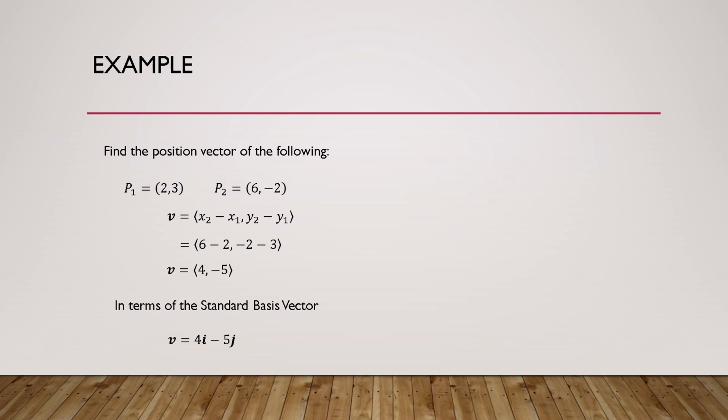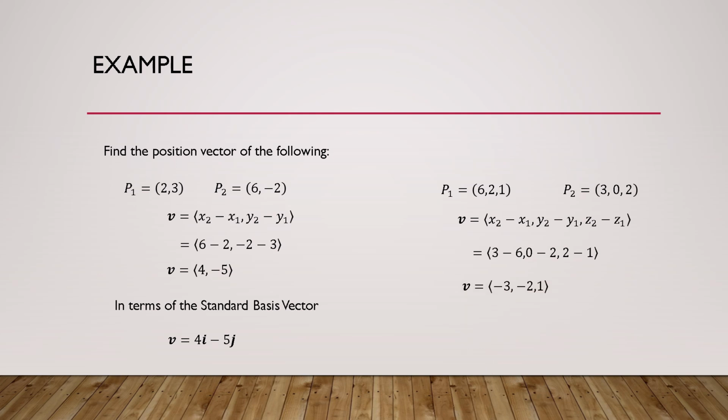In another example, with a vector in space where P1 is 6, 2, 1, and P2 is at 3, 0, 2, the position vector is x2 minus x1, y2 minus y1, and z2 minus z1, or in this case, 3 minus 6, 0 minus 2, and 2 minus 1, giving us the vector negative 3, negative 2, 1, or in terms of the standard basis vector, negative 3i minus 2j plus k.